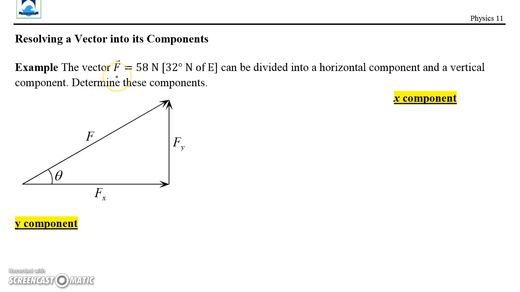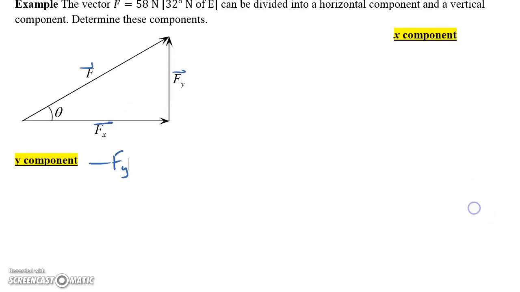We've got a vector, a force vector, doesn't matter what kind of vector it is: 58 newtons, 32 degrees north of east. It can be divided into a horizontal component and a vertical component. And let's figure them out. So we've got a diagram here. Make sure we get our vector arrows on our diagram. And we have Fx and Fy as our components of F. When we're doing our calculations, we're only working with magnitudes, so we will not use vector arrows in calculations with components.